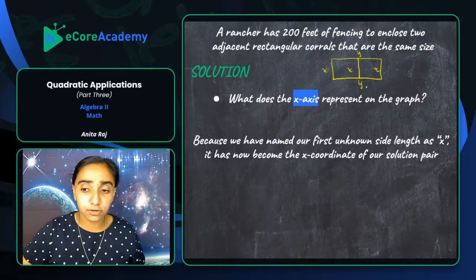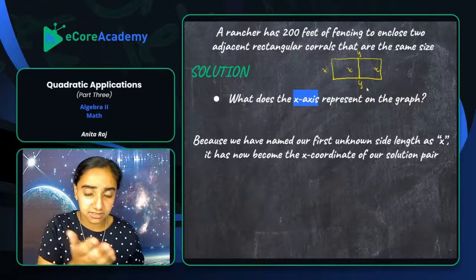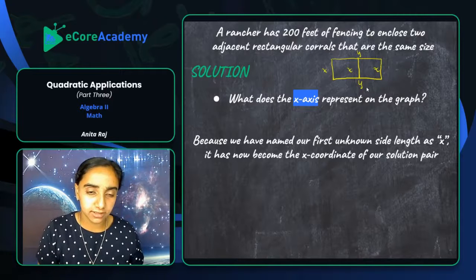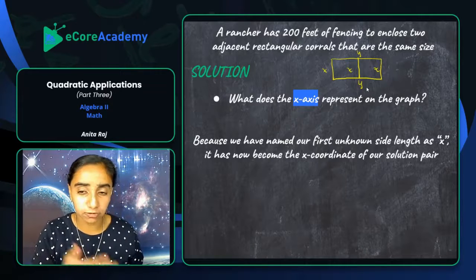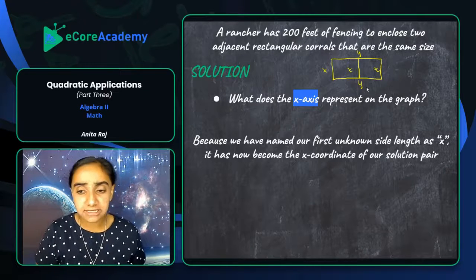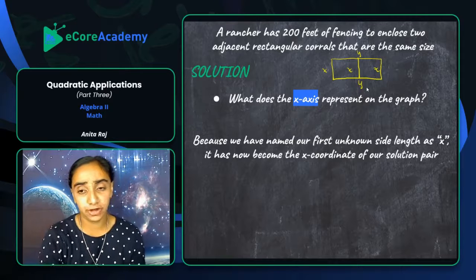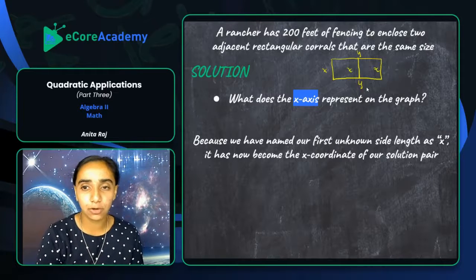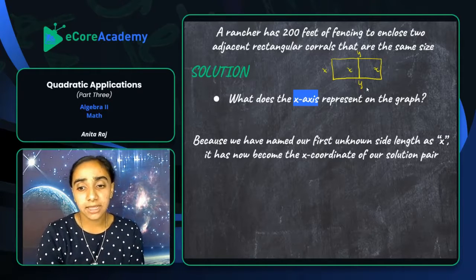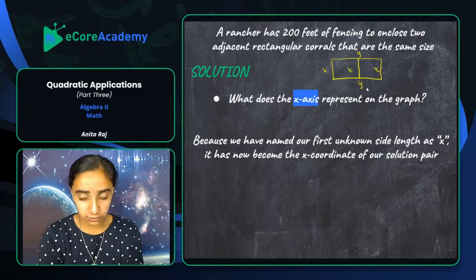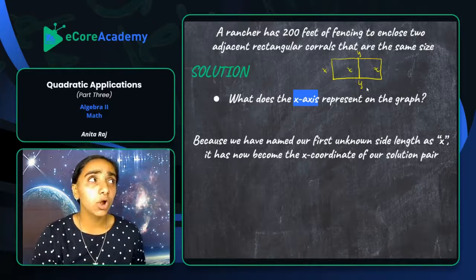Because we have named our first unknown side length as x, you can see in the diagram we have three lines all congruent to one another, which represent the width of these rectangles, and we've named that as the unknown variable x, because we don't know what its value is. It has now become the x coordinate of our solution pair. So what does this mean?